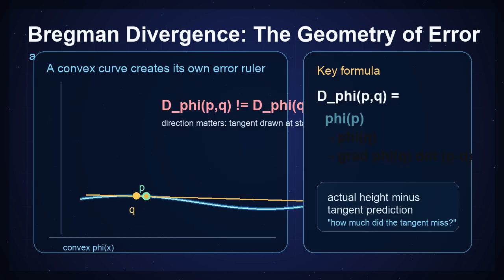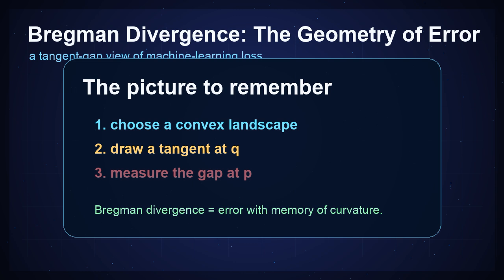If phi of x is 1/2 x squared, the gap becomes ordinary squared distance. But with different phi, the same recipe creates famous learning losses. For probability vectors, choosing negative entropy gives KL divergence, the surprise cost when one distribution is used in place of another. This is why Bregman divergence appears in optimization, clustering, and machine learning. It lets the loss match the shape of the data space instead of forcing every problem to look Euclidean.